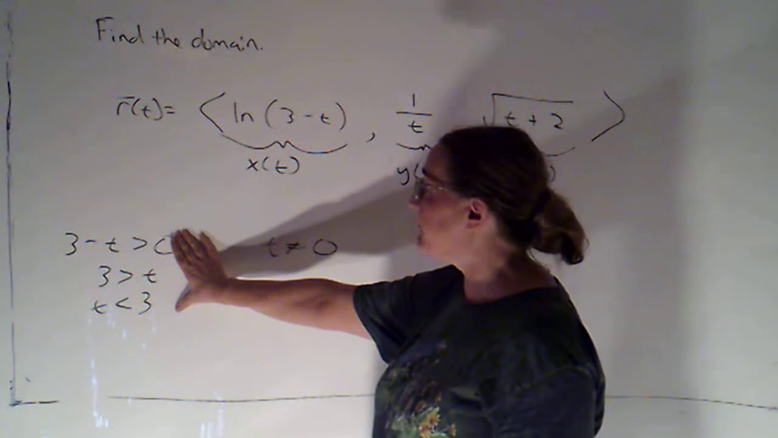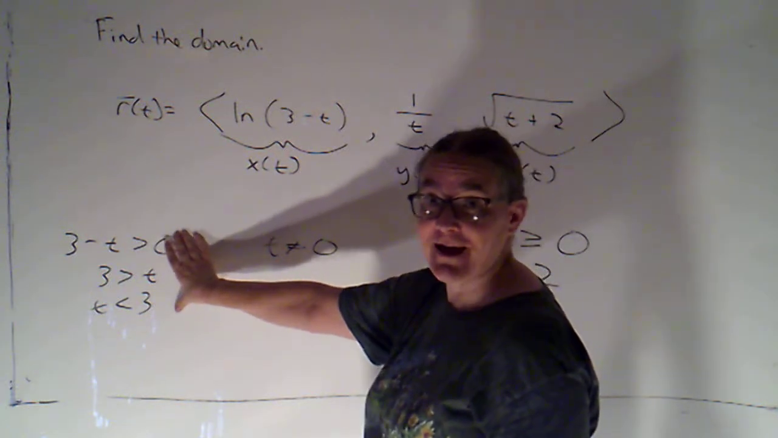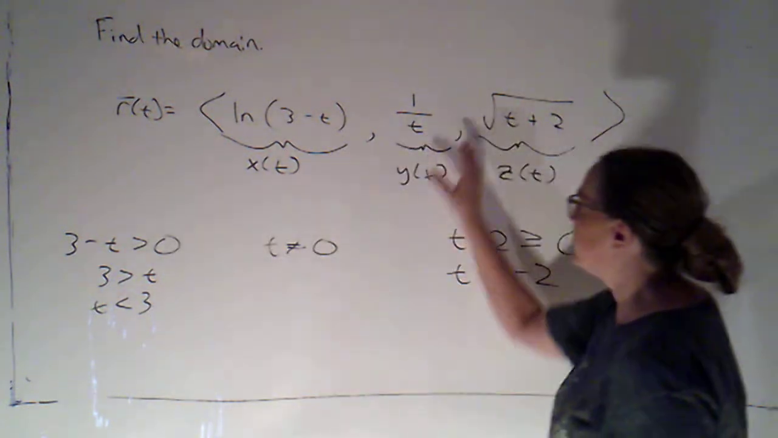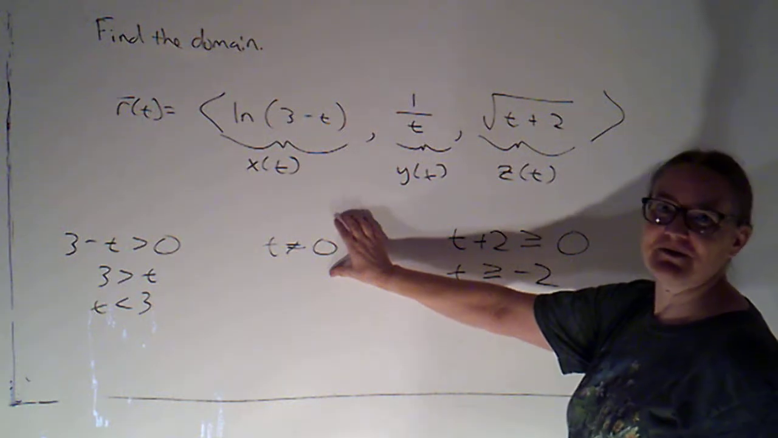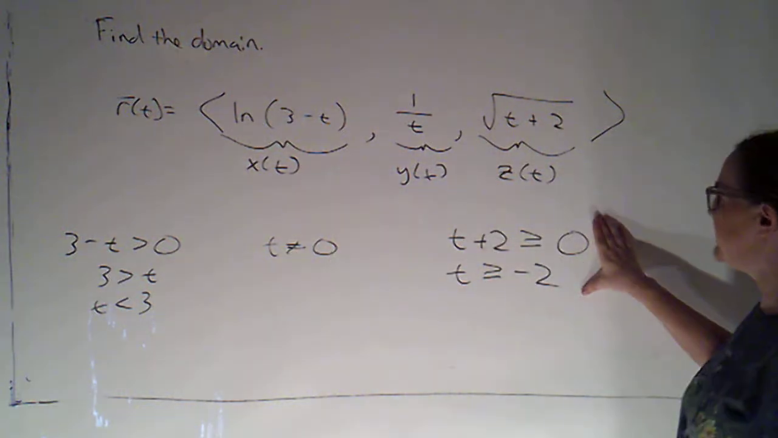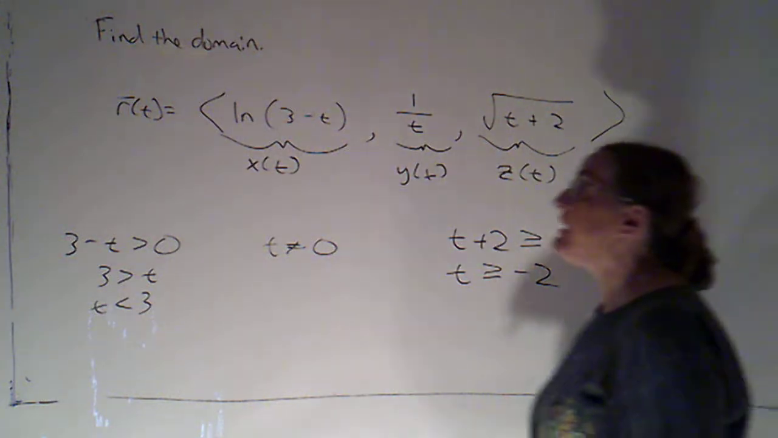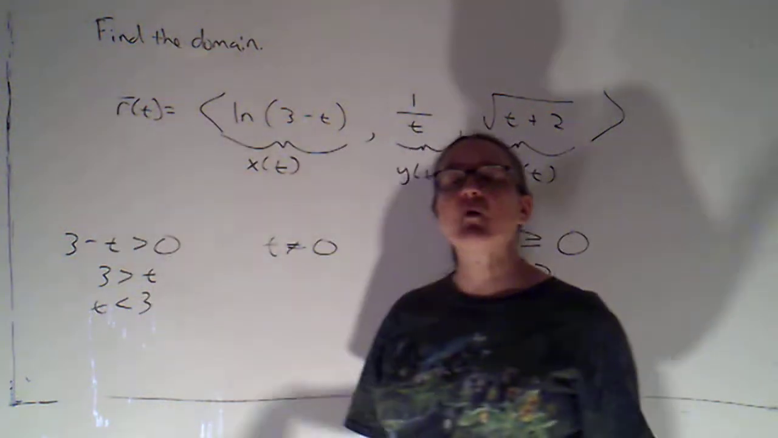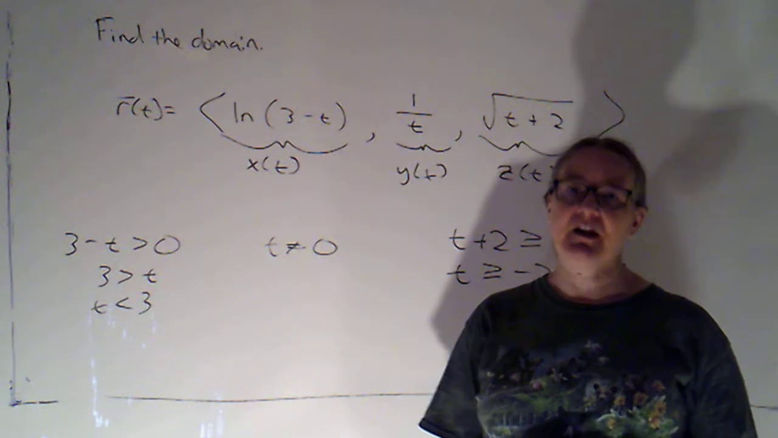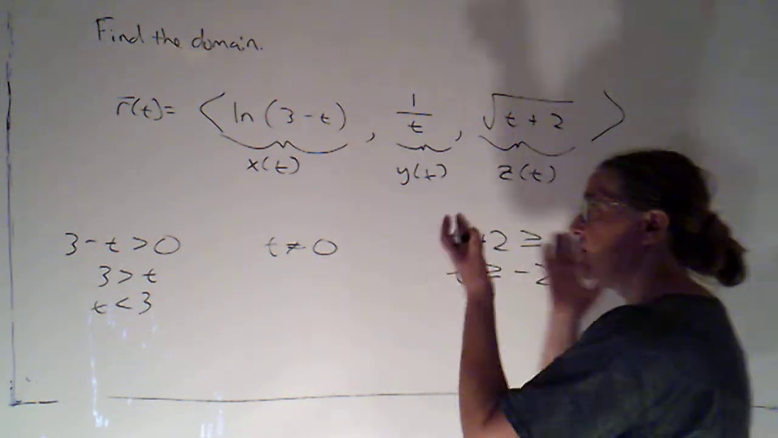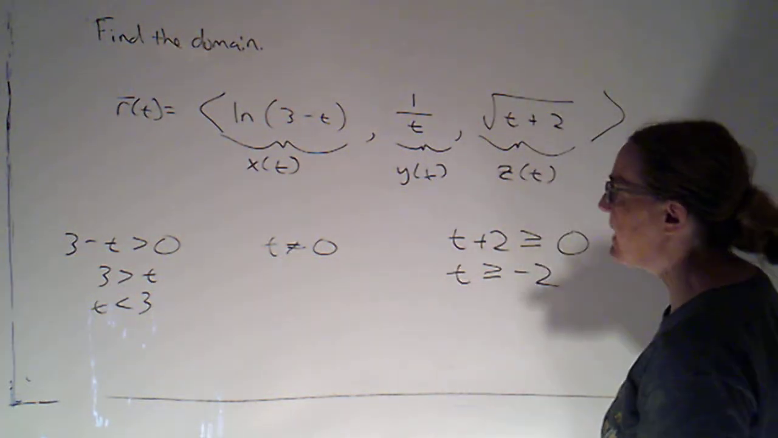So the domain for x of t would be all t values less than 3. The domain for y of t is all t values except 0. And the domain for z of t is all t values bigger than or equal to -2. The domain for r is going to be the intersection of those 3 domains. I've got to be able to do all 3 of those things. Okay. So let's just see.